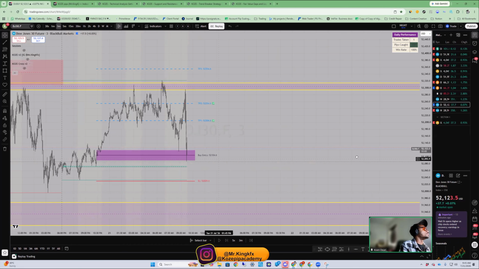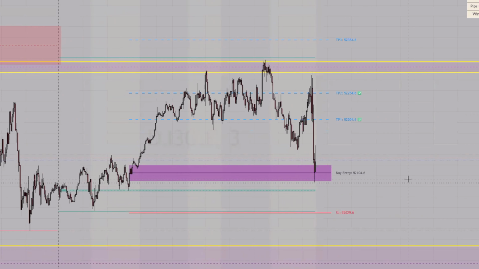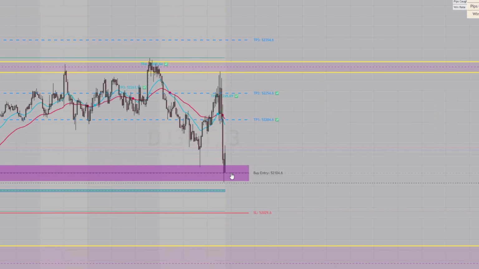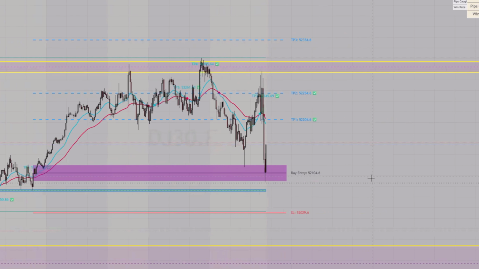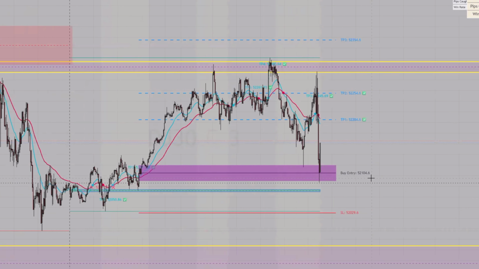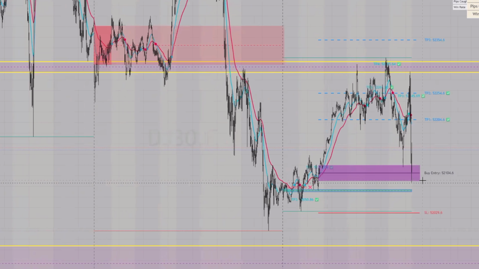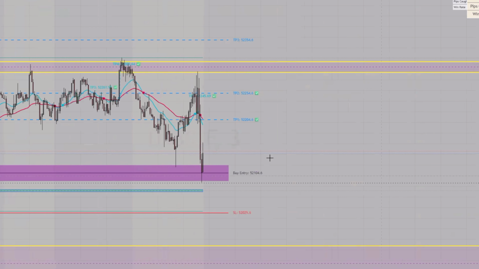Okay, DJ30 is moving nicely. So we came back down to the entry, retested it, and now we're rejecting it again. But we have all of this massive rejection off of this resistance right here, off of this previous daily open. I do believe we're going to break it though. I believe that we have enough strength to break it. What I would need to see happen before we can break it is a resistance broken. We have not broken any resistance yet.